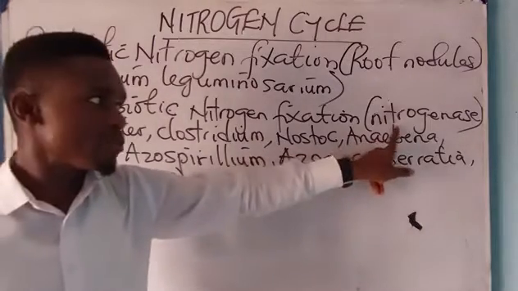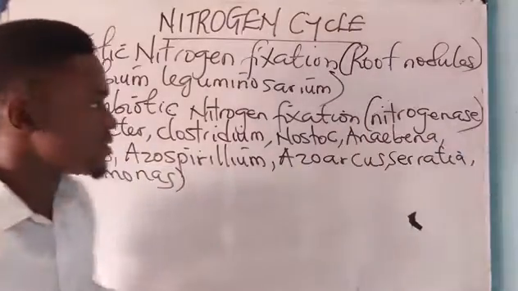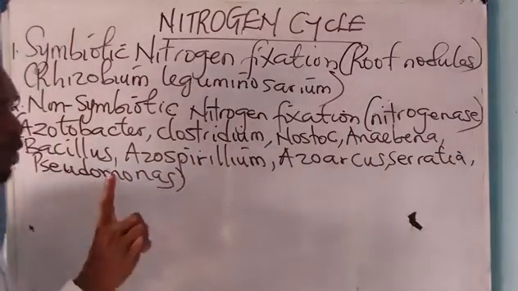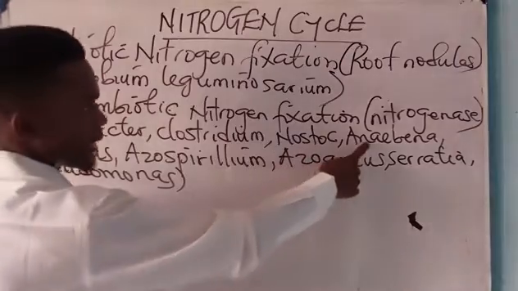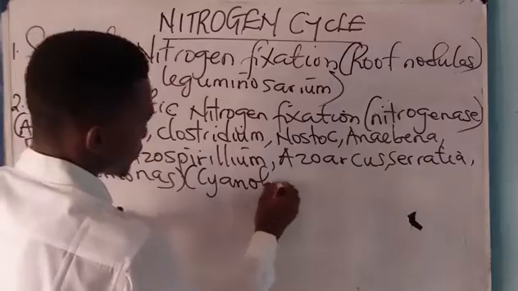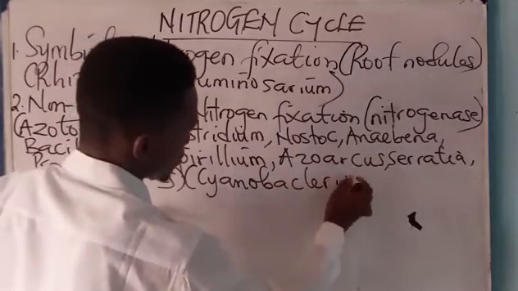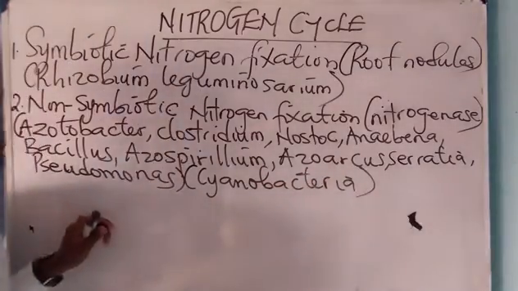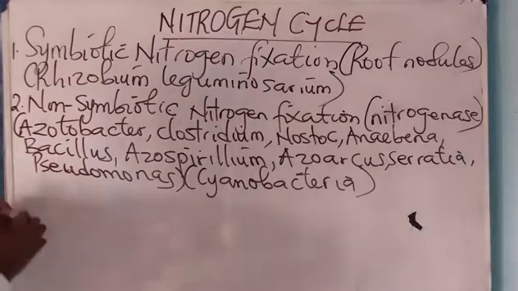They possess an enzyme called what? Nitrogenase. Of course, you agree with me that Nostoc and Anabaena are called what? Cyanobacteria. They are called cyanobacteria. All right, they have the ability to fix both nitrogen and what? Oxygen. Take note of that.